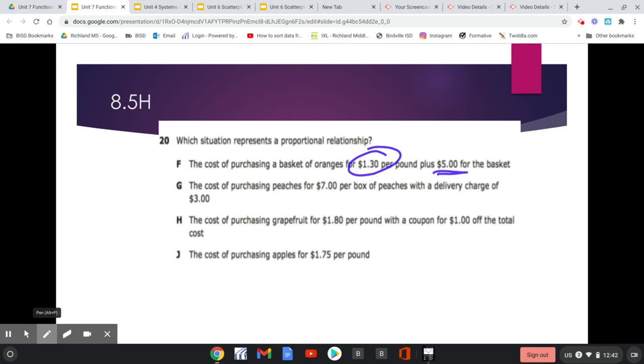So the cost of purchasing peaches for $7 per box with a delivery charge of $3, we know that is non-proportional. And the $7 is your slope. The cost of purchasing grapefruit for $1.80 per pound with a coupon for $1 off. So $1.80 per pound is your slope, and -1 would be your y-intercept. And the last answer says the cost of purchasing apples for $1.75 per pound. That's it. There's one number in the problem. That means it's proportional.